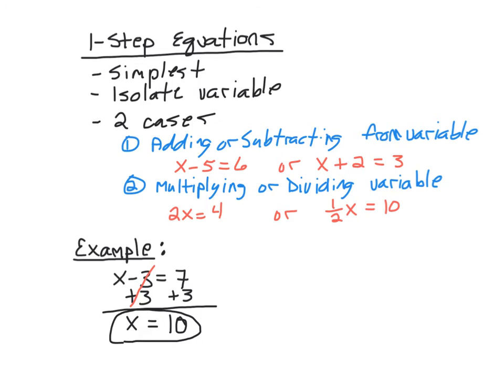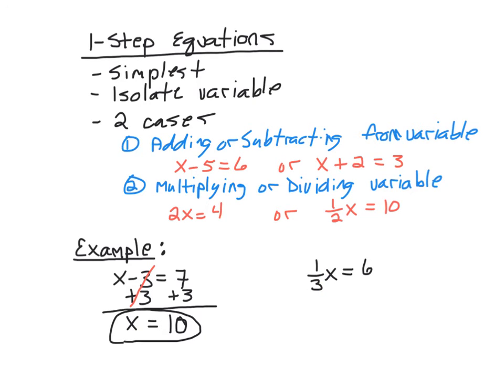Let's look at one more example, this time multiplying or dividing. So let's say I have something like 1/3 x equals 6. Well, here I've got 1/3 multiplying the x. That's one way to think about it. Or x is being divided by 3. Either way, if I'm multiplying by 1/3, then I would have to divide by 1/3. But if I look at it as x divided by 3, then the simplest way is to multiply by 3, the opposite of divide.